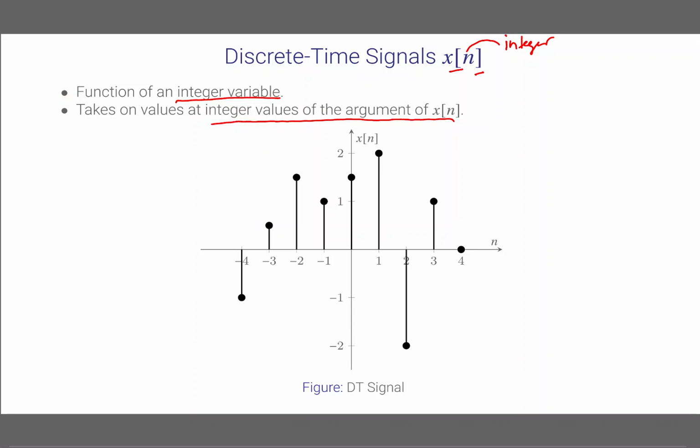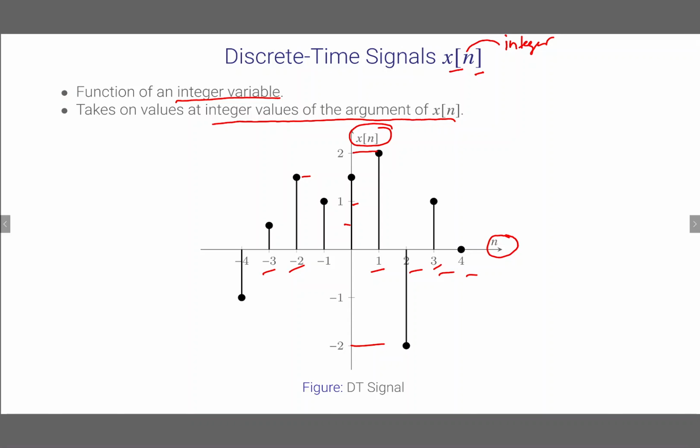Now take this for example. So the independent variable is n. It is an integer. x[n] is the value of the signal. So it is defined at 1, 2, 3, 4 and so on. So at 1 the value is 2. At 2 the value is minus 2. At 3 the value is 1 and so on. At minus 1 the value is 1. At minus 2 the value is 1.5. At 0 the value is 1.5.